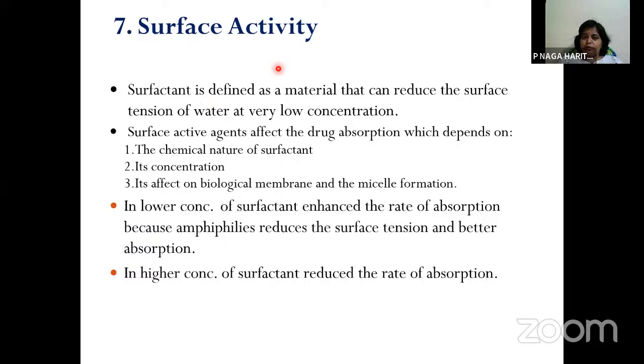And the next one is the surface activity. It is defined as a material that can reduce the surface tension of water at very low concentration, just like a surfactant. Okay, so surface active agents affect drug absorption, which depends upon the chemical nature of the surfactant. Like we have various types of surfactants, ionic surfactants, non-ionic surfactants. Depending upon the chemical nature of the surfactant, you are going to see whether it is affecting the drug absorption or not.